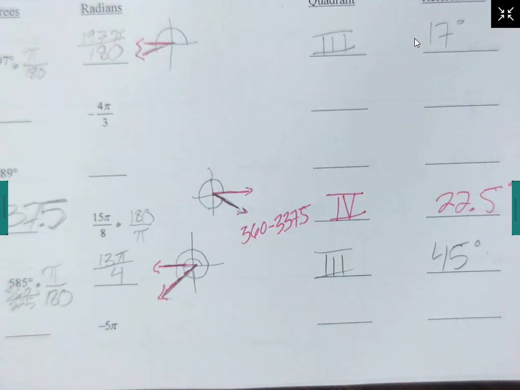What quadrant is it if it lands on a line? If it lands on an axis, you could just write x-axis or y-axis. And what would the reference be? Well, it'd either be 0 or 90. If it's on the y-axis, it'd be 90. If it's on the x-axis, it's 0. Okay.